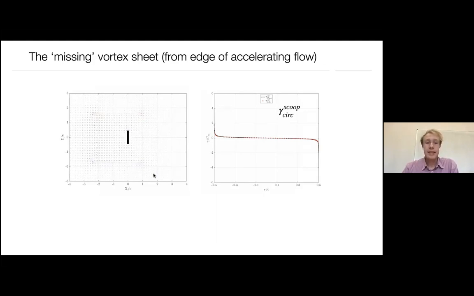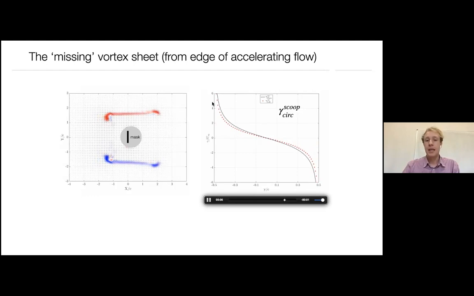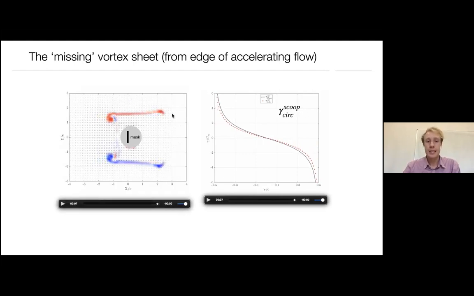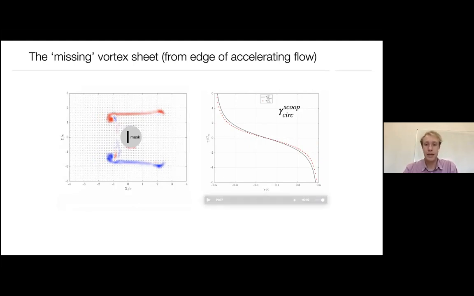Because what you see is that if you look at your flow field and you mask out, you don't consider any of the vorticity that is shed by the plate itself, but you only consider the scoop or the external vorticity, and look at what vortex sheet it creates, which I'll call gamma scoop circ over here, and those are the red crosses that I'm plotting. Then you can see as our scoop accelerates, the vortex sheet formed by this vorticity has exactly the same shape as what we previously called an added mass vortex sheet.